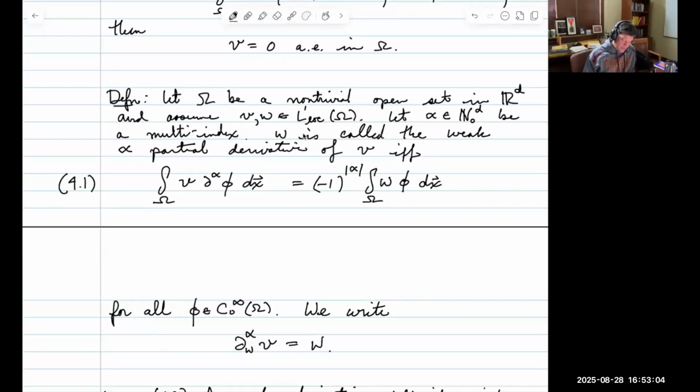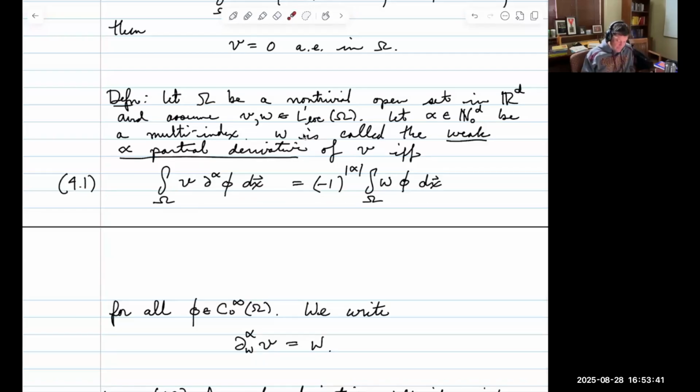Let omega be a non-trivial open set in R^d and assume that v and w are L1 loc functions, because as I said, I can define weak derivatives for really badly behaved functions, actually. Let alpha be a multi-index. Then w is called the weak alpha partial derivative of v if and only if it satisfies this integral equality.